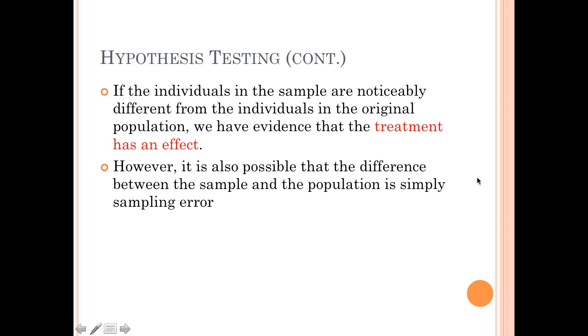If the individuals in the sample are noticeably different from the individuals in the original population, we have evidence that the treatment has an effect. However, it is also possible that the difference between the sample and the population is simply sampling error. So that means that you just happen by chance to select people from your normally distributed population that were outliers or extreme values. So they were out here instead of being in the center, right?